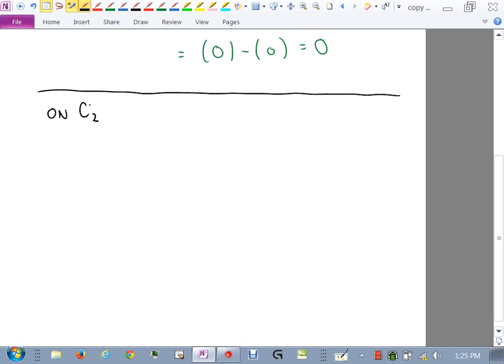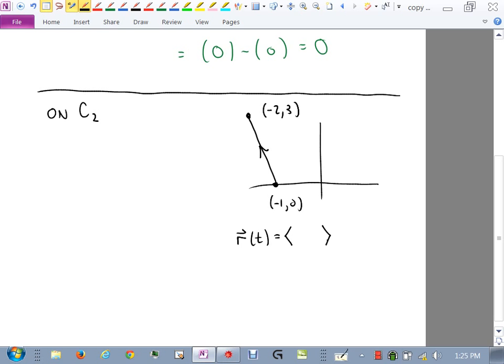On C2, that's my line segment that goes from here up to here, and it goes in that direction like that. How can I find a parametric representation of that? Vector function, right? Line segment. So let's see if you remember: r of t is equal to, we start with our initial point converted to a vector, which would be what? Negative 1, 0, plus t times the direction of the line, right?